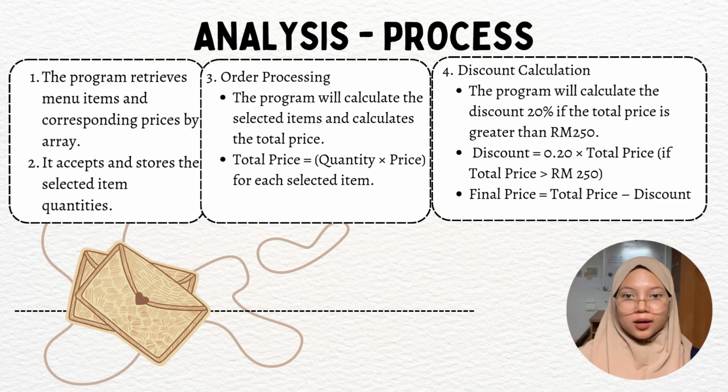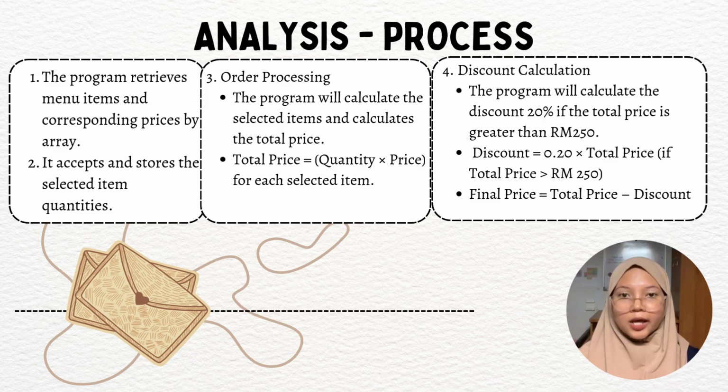Once the inputs are collected, the system processes the order. It first retrieves the menu items and their prices, storing them in an array or list. Then it keeps track of the selected quantities for each item. After that, it calculates the total price by multiplying the quantity by the price of each item using the formula total price equals quantity times price. In programming, we use loops to go through each item and perform this calculation.